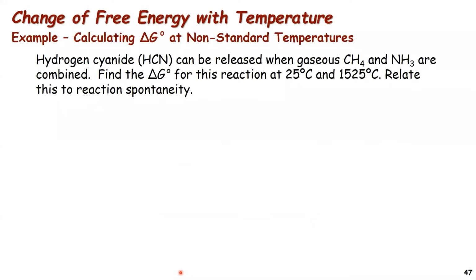So let's try this then. It says hydrogen cyanide can be released when gaseous methane and ammonia are combined. And we want to find the del G for this reaction at 25 degrees Celsius, and then the second time at 1,525 degrees Celsius. And we want to determine the spontaneity of this reaction at these two different temperatures. Okay. So here's our chemical reaction. We got the methane reacting with ammonia to produce hydrogen cyanide, and 3 moles of hydrogen gas are produced as a byproduct. So you'll need the balanced chemical equation to do this.